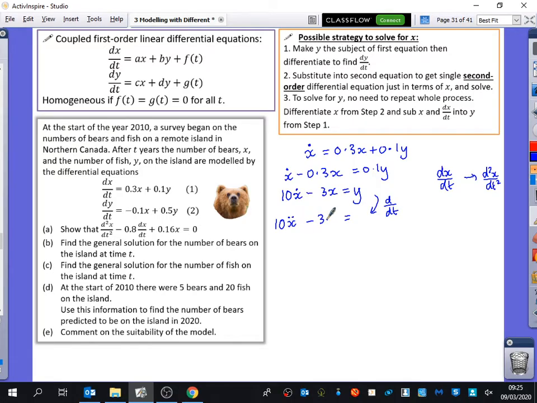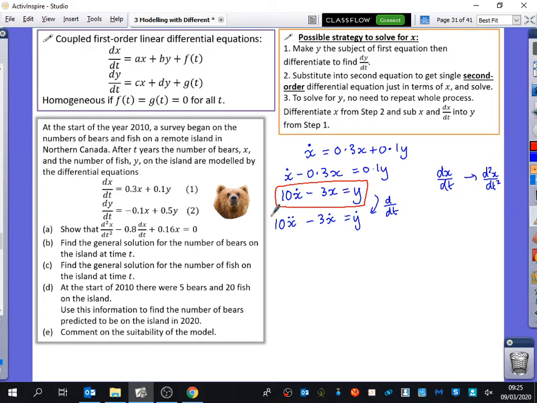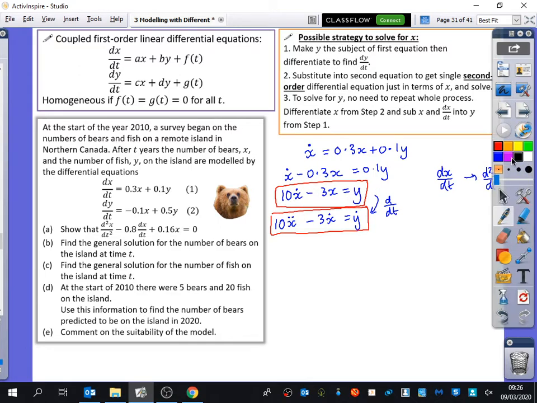Yeah, it's just 3x dot. And then y differentiates to y dot, because remember, we're differentiating with respect to time, not with respect to x. Okay? So we've now got this thing and this thing, and we're going to substitute it into our second one.